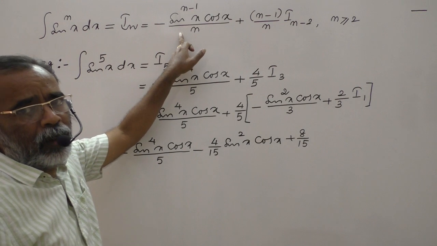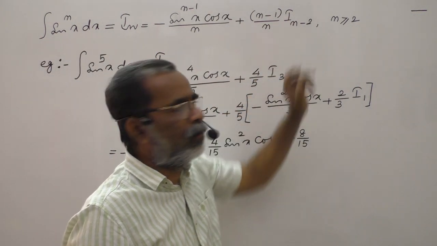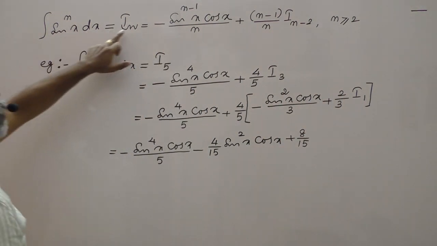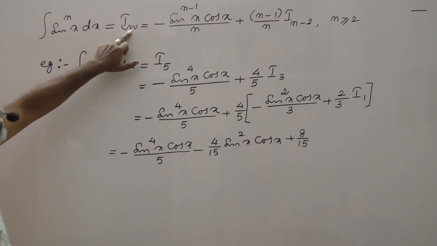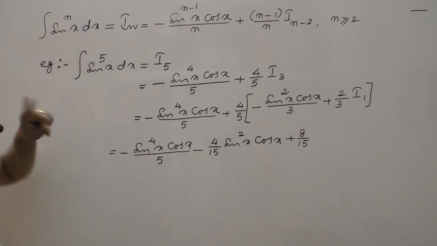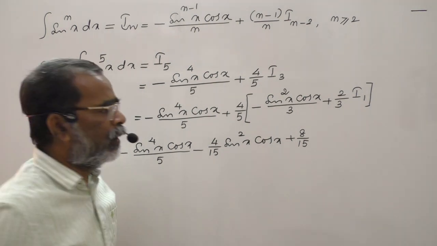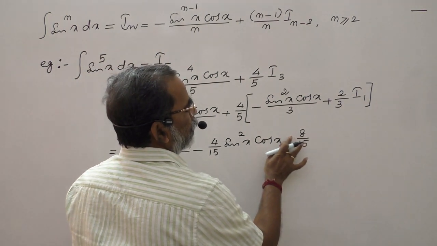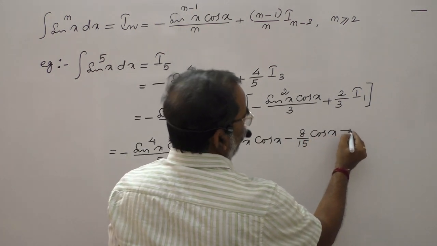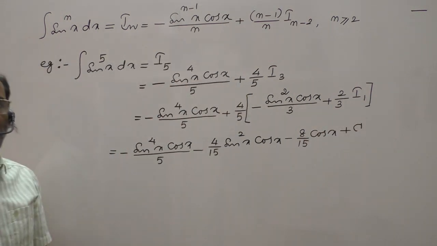For I1 you should not use this formula because it is only for n greater than or equal to 2. I1 means n equal to 1. Very simple. If you take n equal to 1, what does the given integral become? Sine power 1, which means only sine. What is the integral of sine x? Minus cos x. Therefore plus into minus, minus cos x plus c.